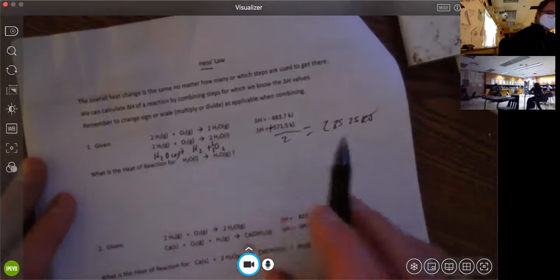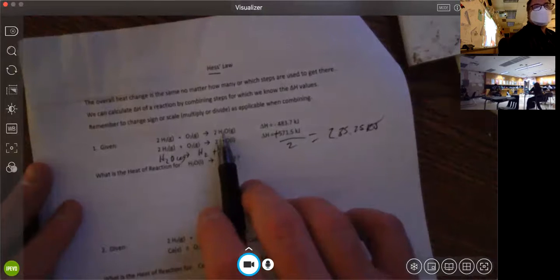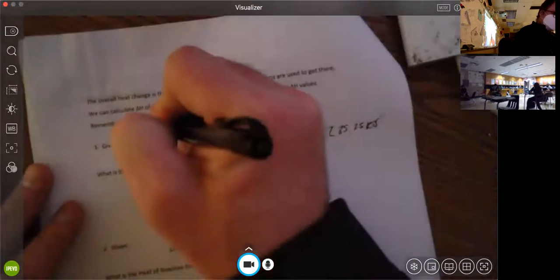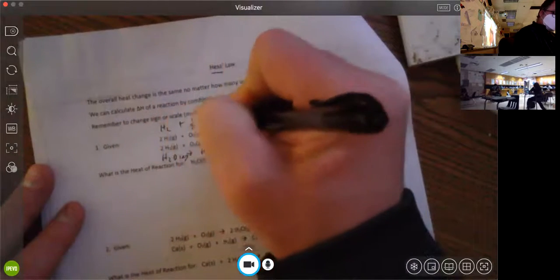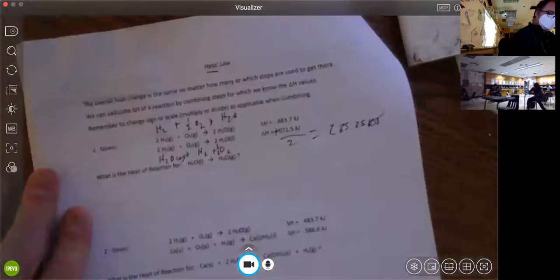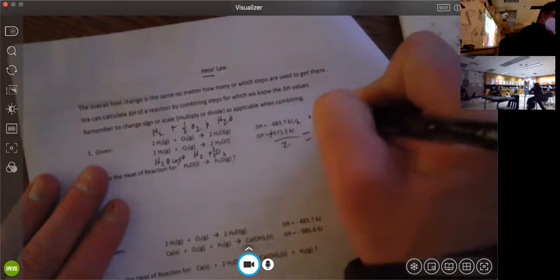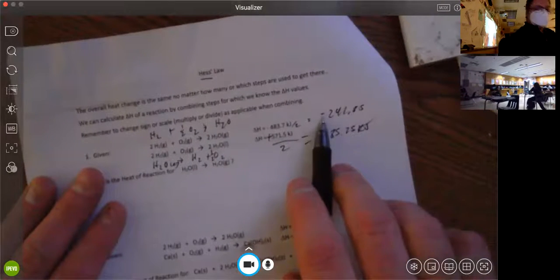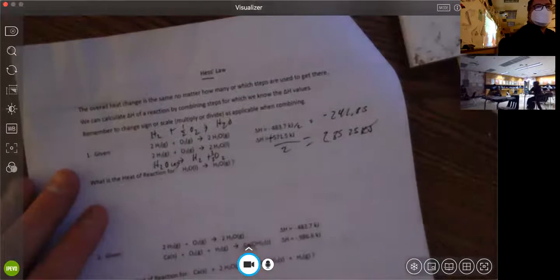Now we got to get H2O gas on the product side. Well, we are there. The problem is we have 2 moles of H2O gas. So again, we want to divide this by 2. Negative 483.7 divided by 2 is negative 241.85. We did not switch it. We did not reverse the reaction. So we still keep that negative, but we did divide it by 2.